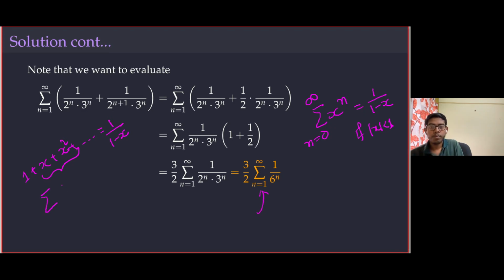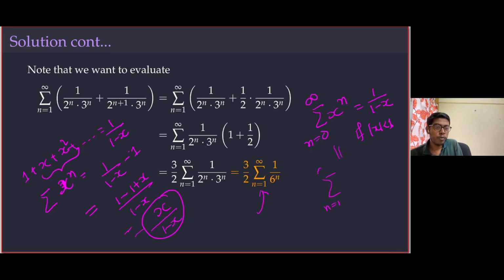So the summation of x to the power n from n equals 1 is 1 by 1 minus x minus 1. Sorry, not minus x; this is 1. So what is this? This is 1 minus 1 plus x by 1 minus x, and this is x by 1 minus x. And therefore the sum of the geometric series from n equals 1 to infinity is x by 1 minus x.